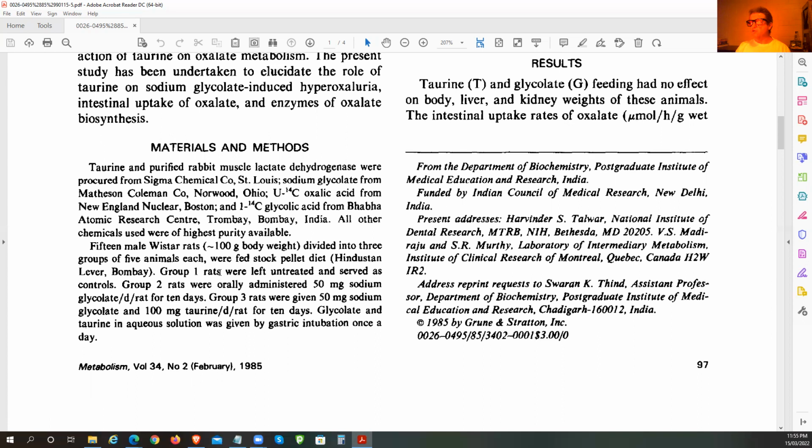They had a group 1 rat left untreated to serve as control. So they have a control group, and a rat 2 group that was orally administered 50 milligrams of sodium glycolate per day per rat for 10 days. And the third group got the same amount of the oxalate-inducing substance and 100 milligrams of taurine, which is equivalent to a 70 kilo person of 35 grams.